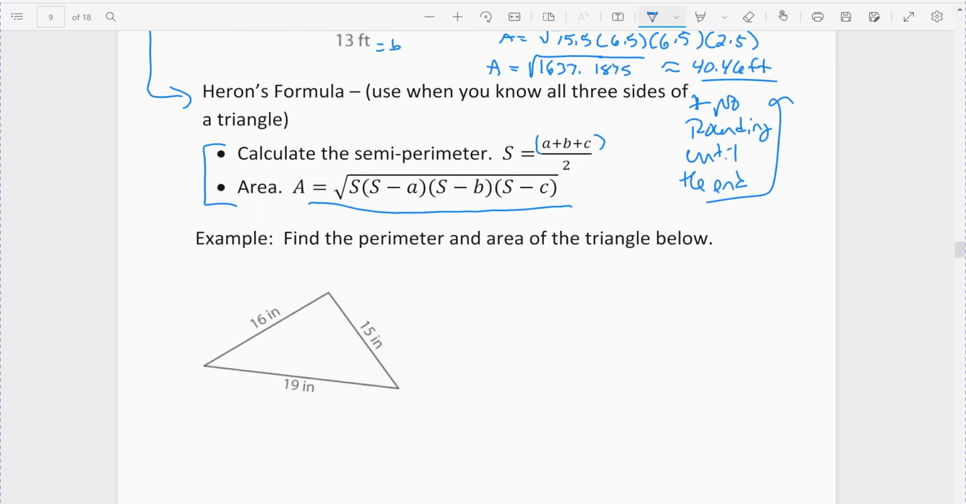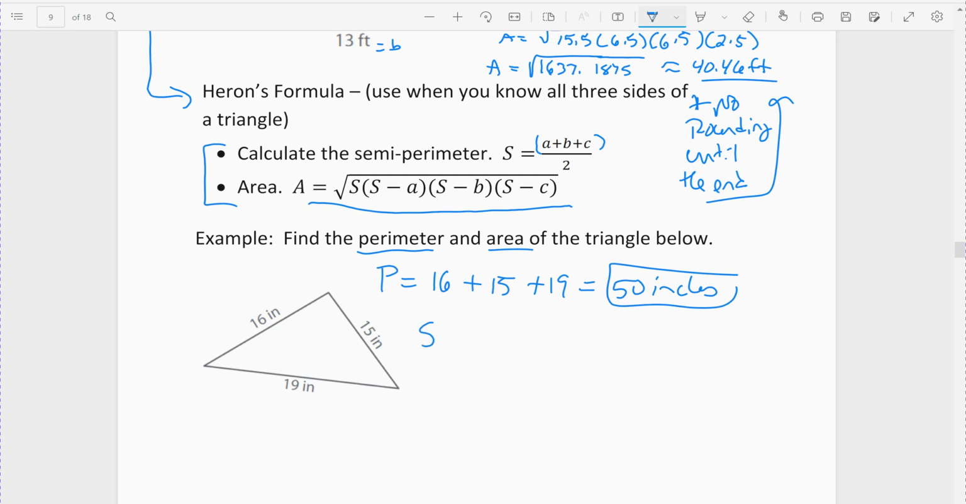We're going to use the same formula. Again, I've given a triangle. It's not a right triangle. We don't know the height, right? The height's not given to us. We know the sides. And so we're going to use Heron's formula to find area. Perimeter, again, like I said, is pretty easy. You just add up the sides. So it's 16 plus 15 plus 19. So our perimeter is 50 inches.